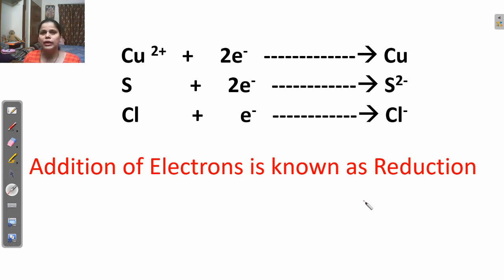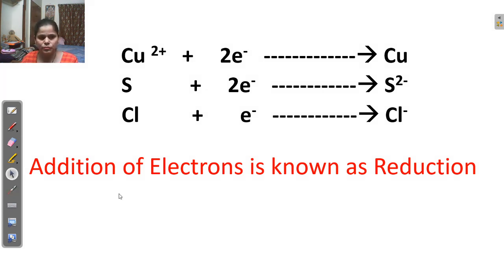Listen, student, reduction is opposite to the oxidation. Understand? In oxidation, there is removal of the electrons, removal of the hydrogen. And in the reduction, there is addition of the electron. If any atom accepts the electron from the other, that means addition of the electron, it is known as the reduction.